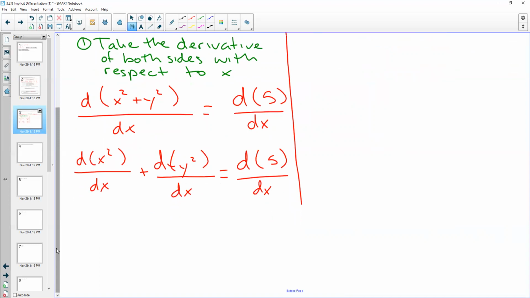Okay, so now we can take the derivative of these, right? The derivative of x squared will be 2x. Okay, and then we will also differentiate our y squared. So we will get 2y multiplied by dy over dx. Okay, and that is going to equal the derivative of a constant, which is just going to be 0, right?